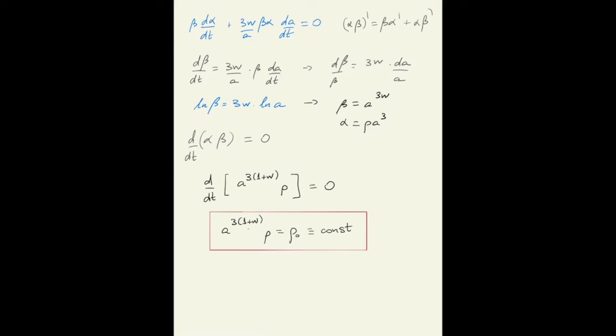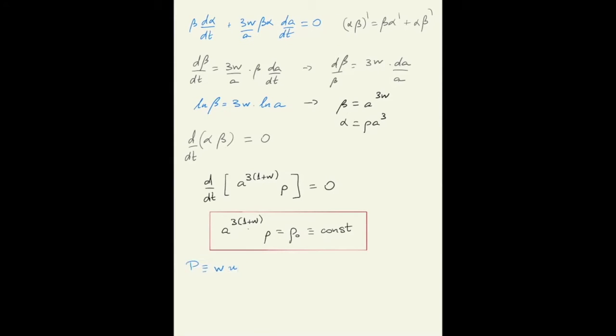So for matter, we already solved this. W is equal to 0, and then we found the geometrical dilution with the expansion. Now let's apply that to radiation. For that, we'll look again at the equation of state.